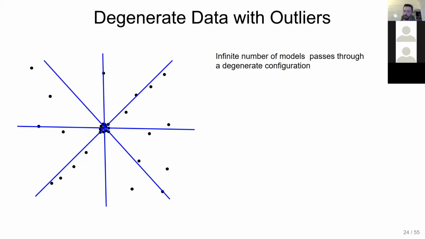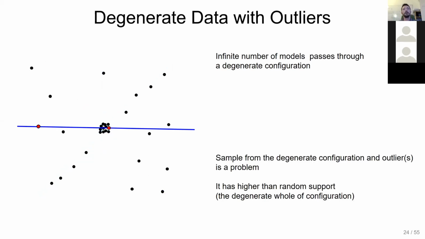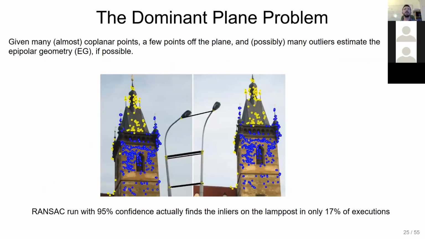So if you sample and estimate a model from a sample that contains, say, a degenerate configuration and outliers, you can have a model with a high number of inliers. However, this model can be completely wrong. So this is a toy example. In two-view geometry estimation, the typical degenerate configuration is a dominant plane.